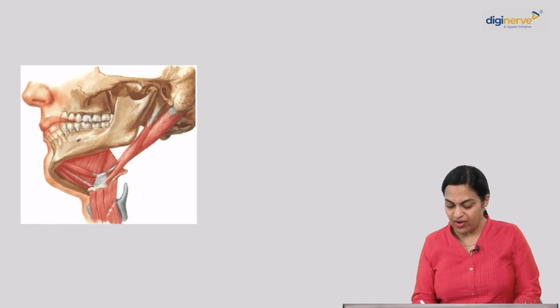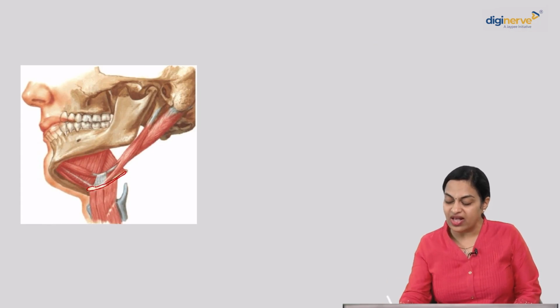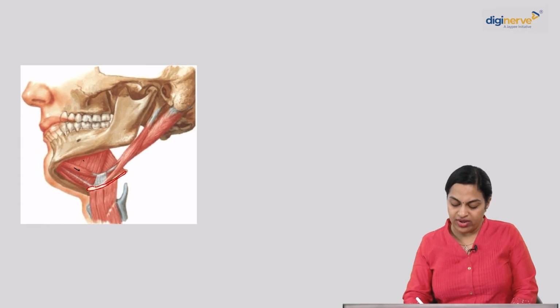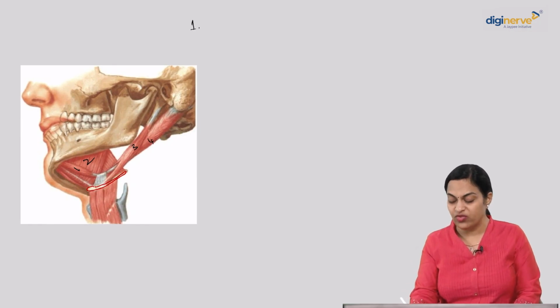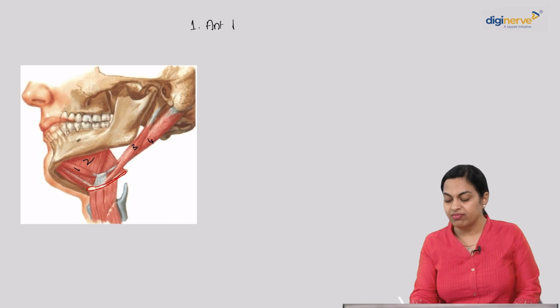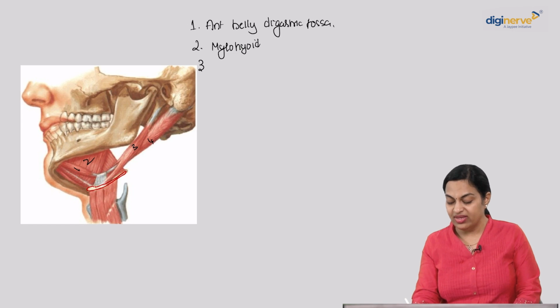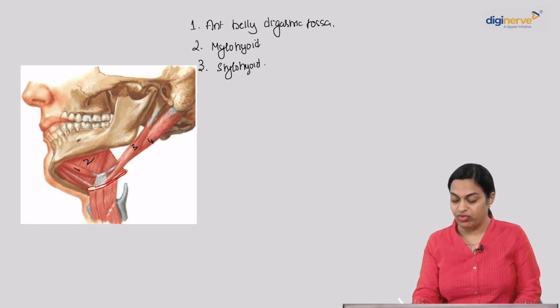Now let's move on to the suprahyoid muscles. So you can see the hyoid bone here, right? Let us identify the muscles. 1, 2, 3 and 4. 1, come on, tell me, what is 1? Anterior belly of digastric, originating from the digastric fossa of the mandible. 2 is mylohyoid, right? And 3 is stylohyoid, coming from the styloid process.